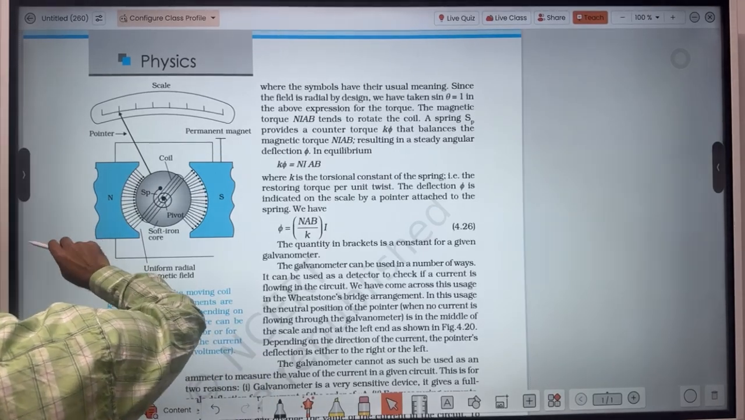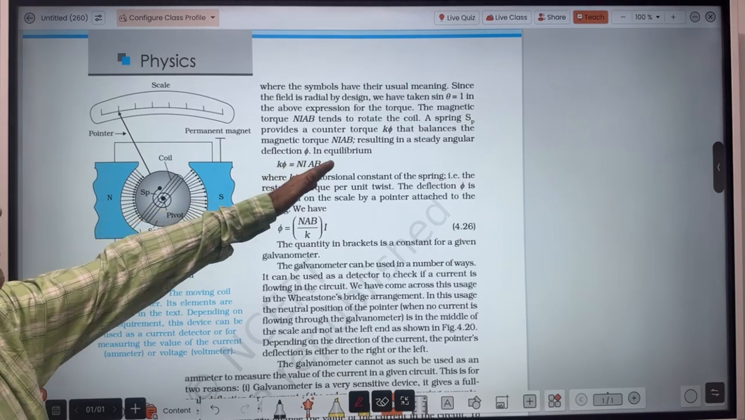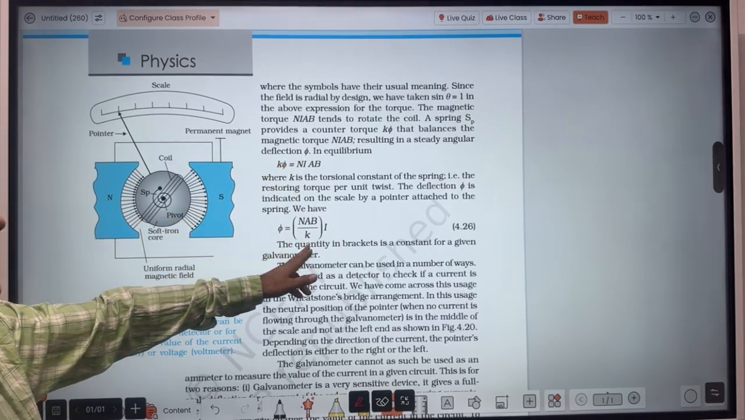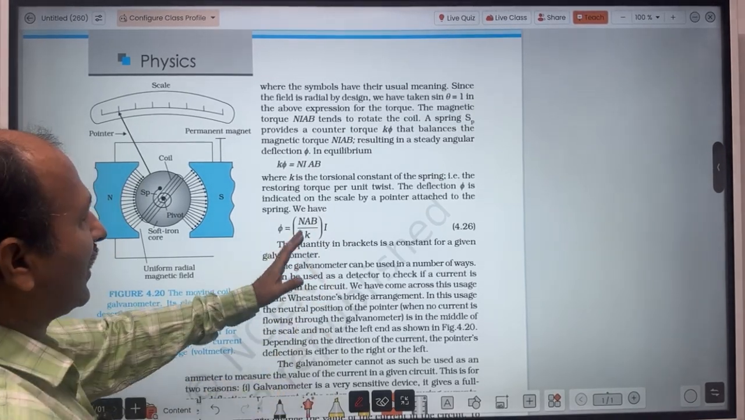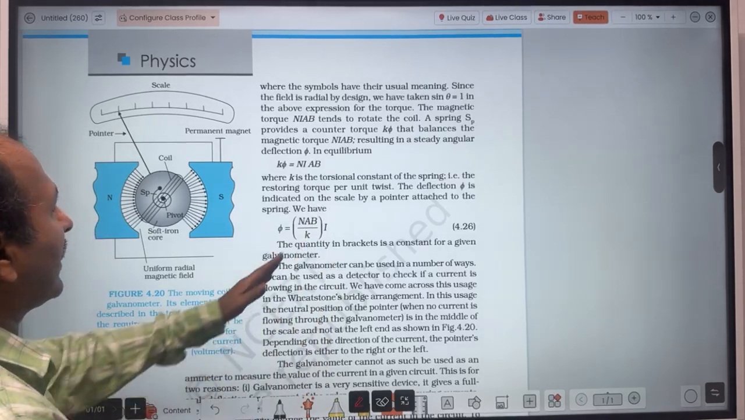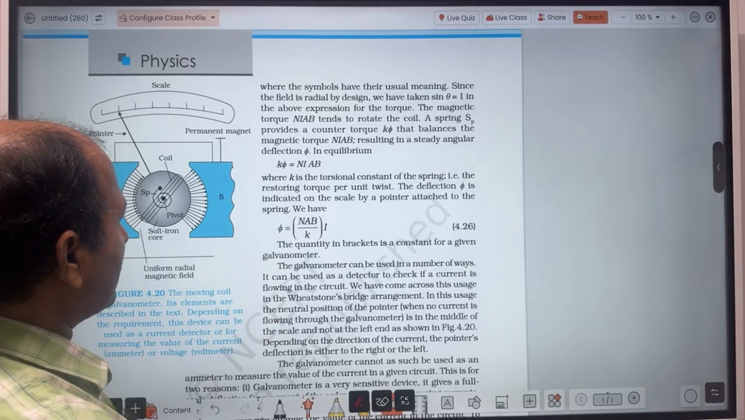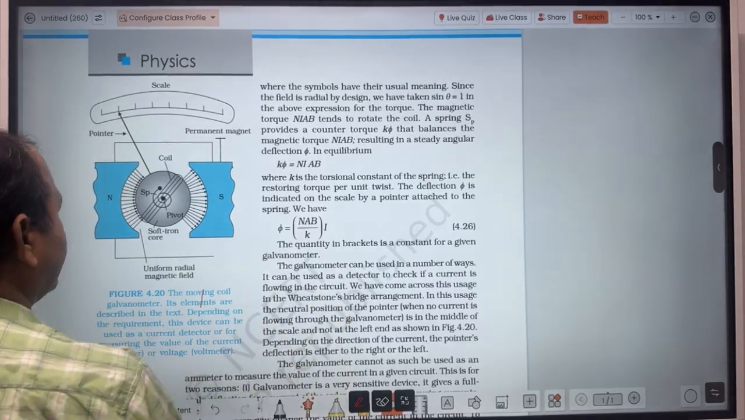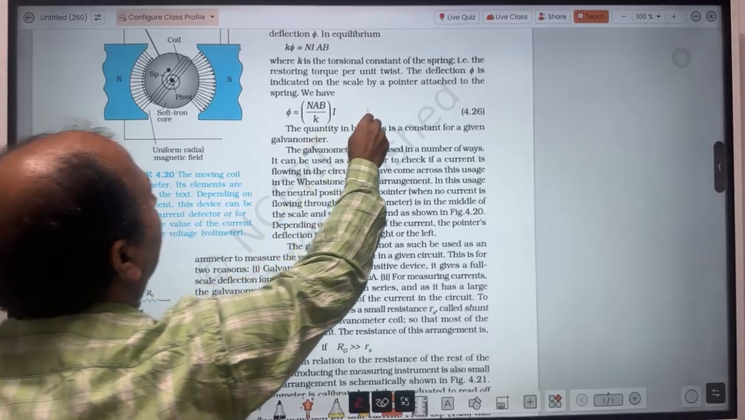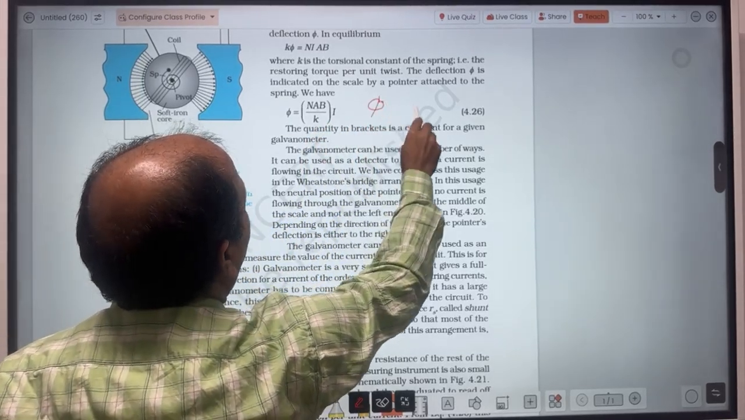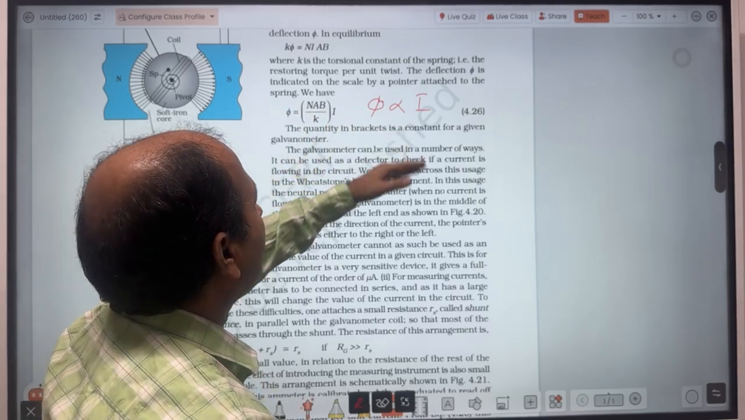So both torques will be equal. If they are equal, then we can find the expression for this angular deflection. So phi will be equal to NAB divided by K times I, right? Here this term is the galvanometer constant, NAB divided by K, times I. You will get some questions. We can write it as K or any other symbol, but it's not necessary. Or here one thing we can do, if we want to check that this deflection is proportional to I, right? Because this is a constant. So we get this relation: more deflection means more current is there.